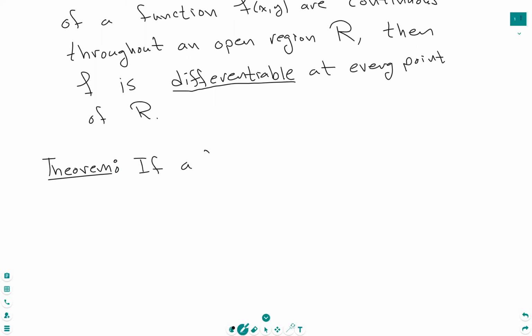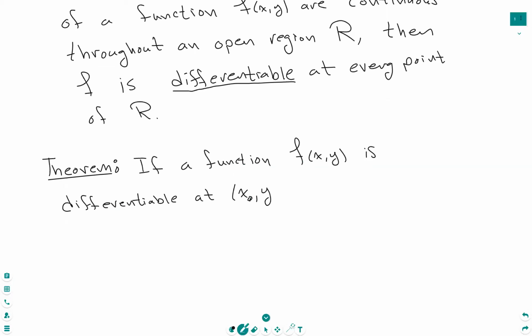If a function f of x and y is differentiable at some point, now using the definition that we've defined for differentiable, then f is continuous.